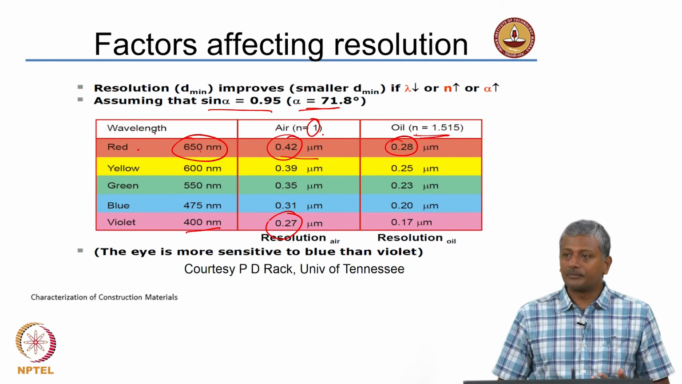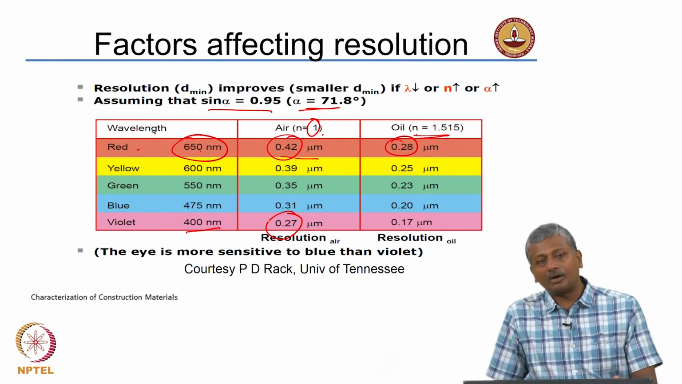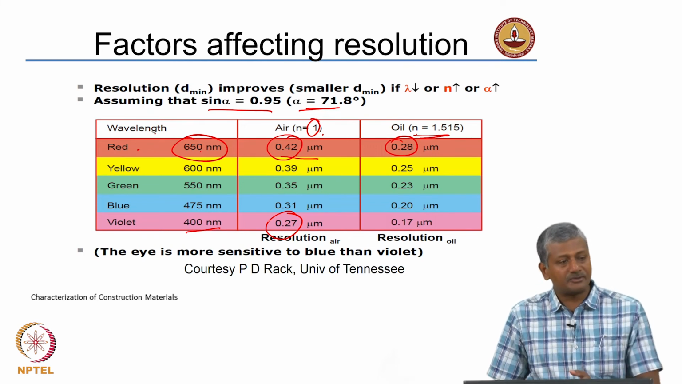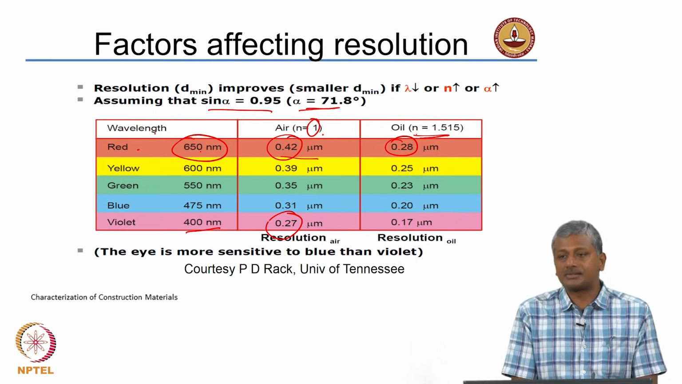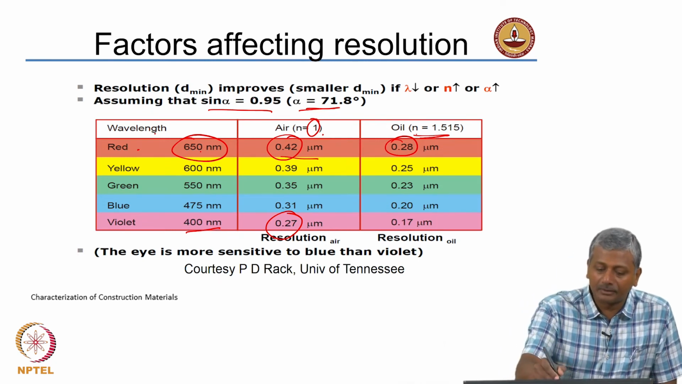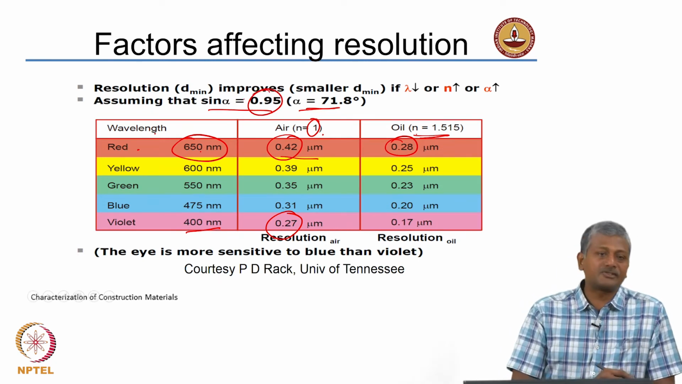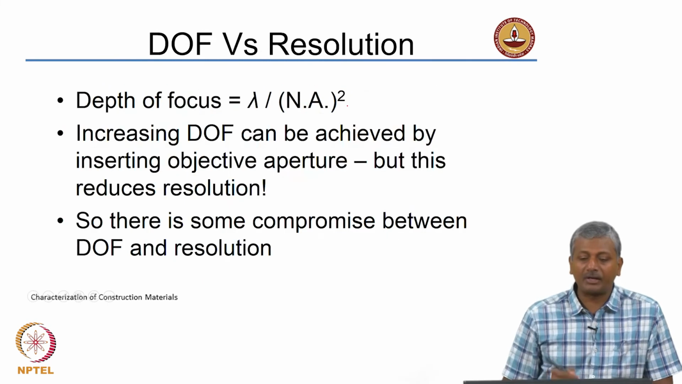So, with this table you can actually appreciate the effect of the wavelength and the type of the lens which is simply going to be used in the system. All this is at a fixed working distance which fixes your angle, right. The working distance fixes your angle at 71.8 degrees.